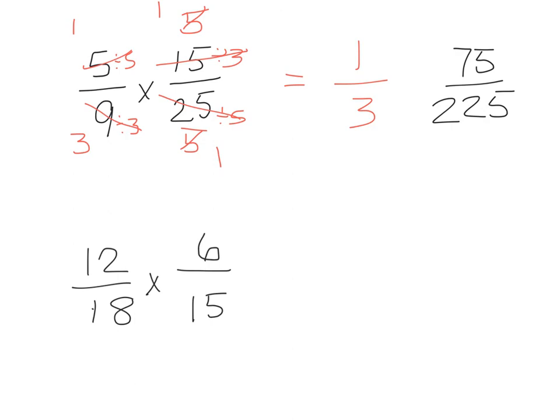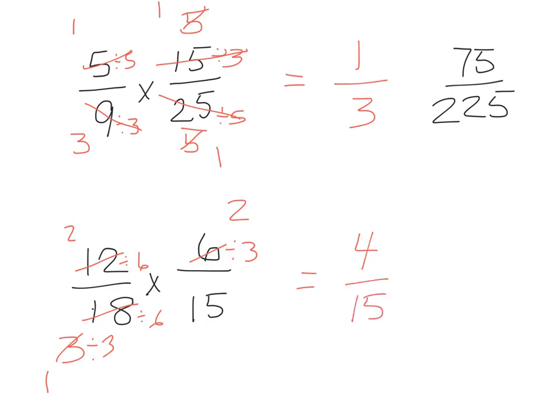In the bottom one down here, I can divide my 12 and my 18 both by 6 to get 2 and 3. Then I could do this 3 with this 6 by 3 to get 2, and dividing this one by 3 I get 1. And now I see that this 2 can't go with 1 or 15, neither can this one. So my final answer is going to be 2 times 2 on the top and 1 times 15 on the bottom. And looking at that, that is as low as I can go.